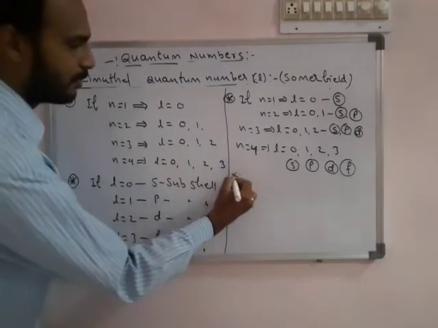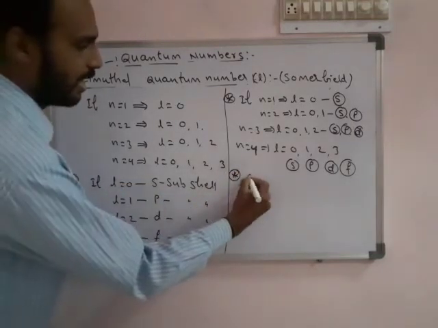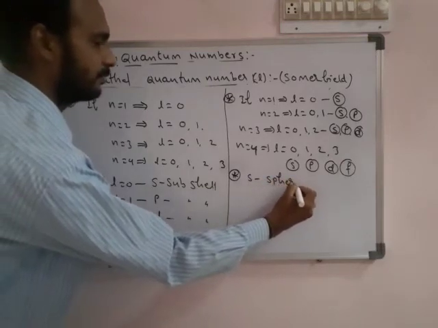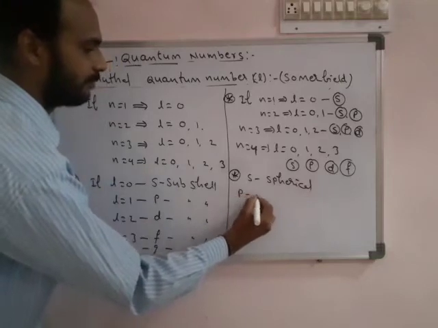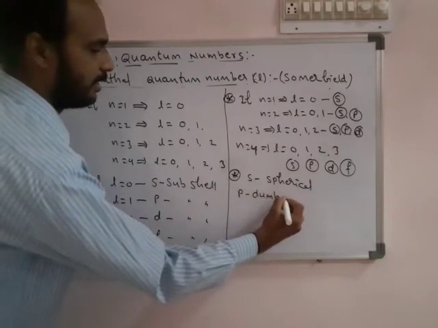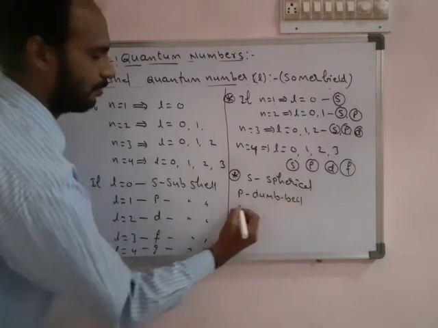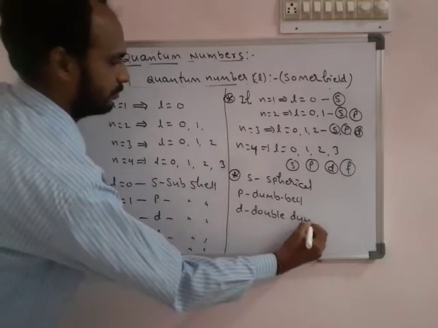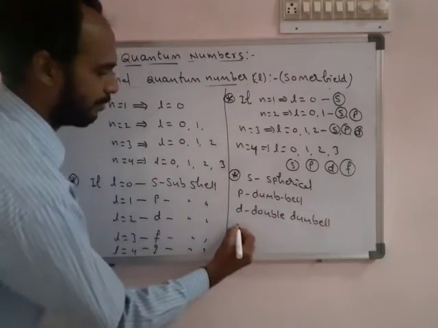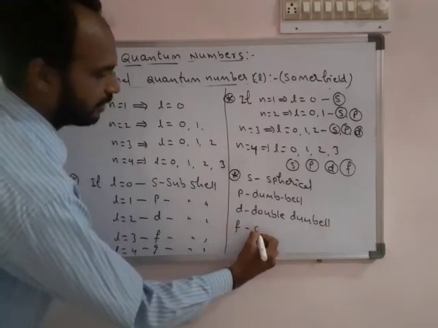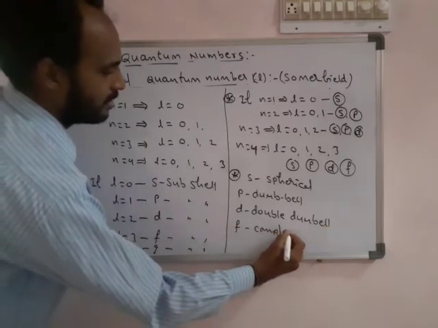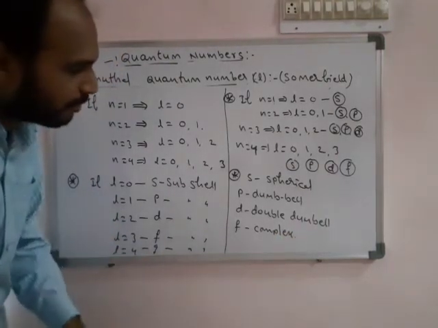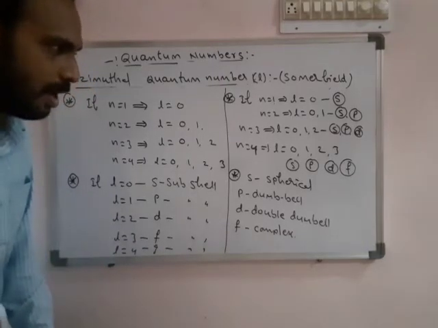It also tells about the shape of the subshells. The shape of s is spherical. The shape of p is dumbbell. d is double dumbbell. f is complex. Here complex is not the name of a shape, it is just an undefined shape. Since it is an undefined shape, we call it complex.